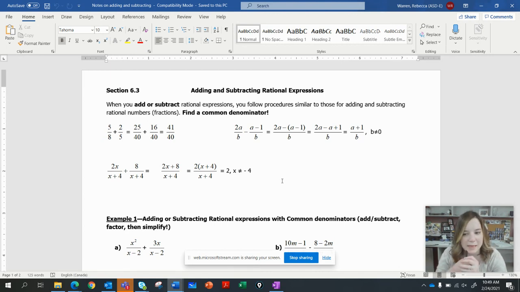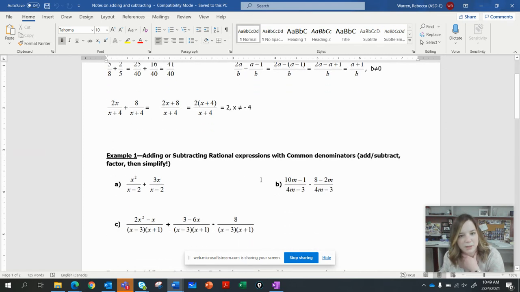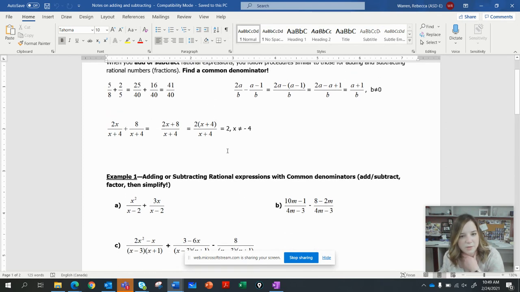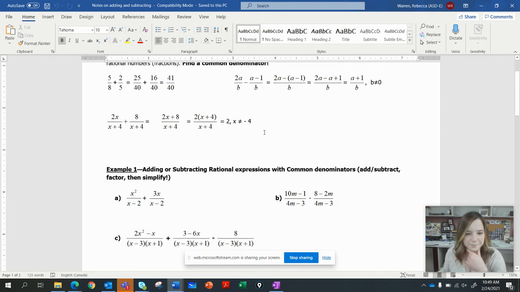So as you can probably guess, because you need a common denominator when you're adding fractions, you need a common denominator with rational expressions as well. So these top three examples are already all worked out for you, so I'm not going to go over them. I am going to start down here instead. So you can take a look at those fractions and rational expressions and see that they make sense to you. And then if you have any questions, come see me in class.